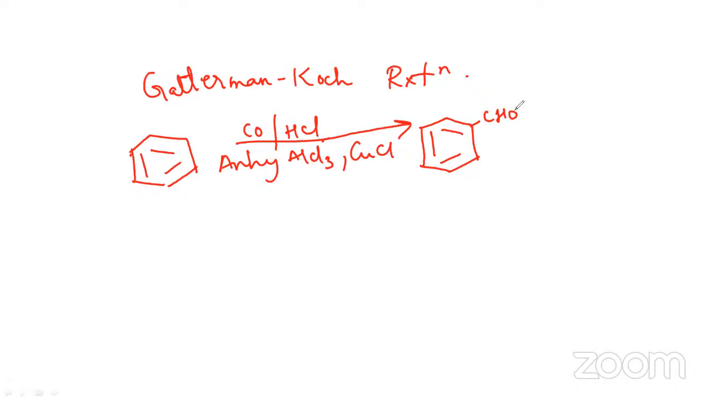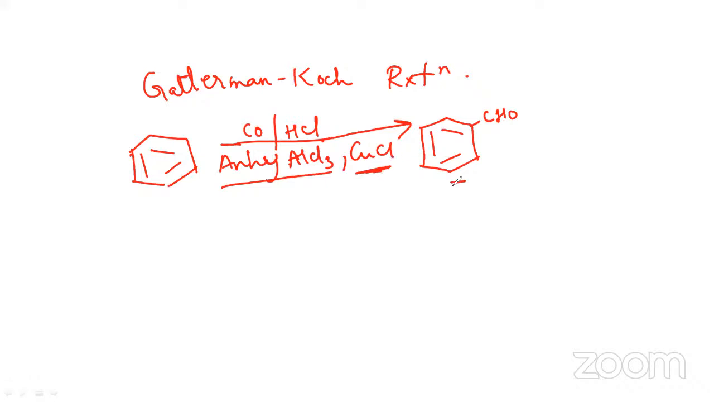This is the Gattermann-Koch reaction. Here benzene, or any derivative of benzene, is treated with carbon monoxide and hydrogen chloride in the presence of anhydrous AlCl3. Anhydrous means there is no water molecule associated with aluminum chloride. This is in the presence of cuprous chloride, or you can take aluminum chloride.